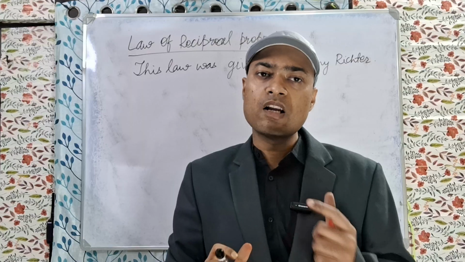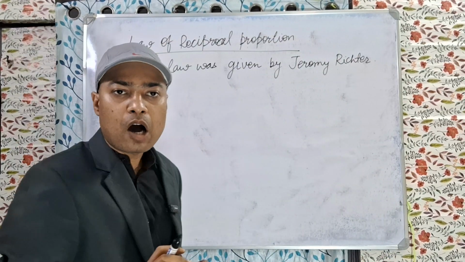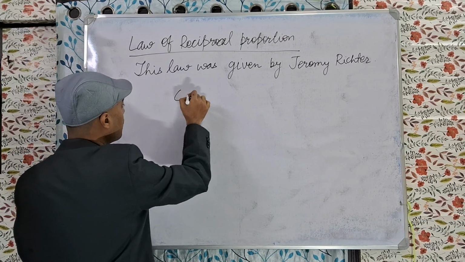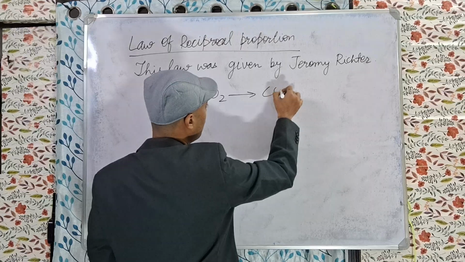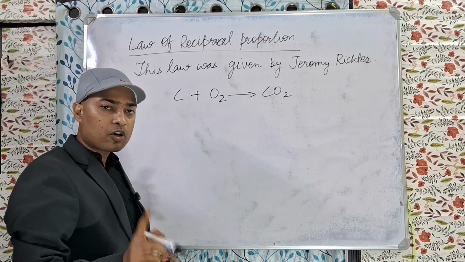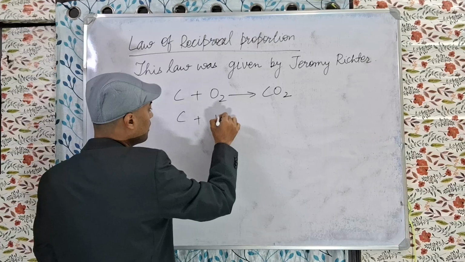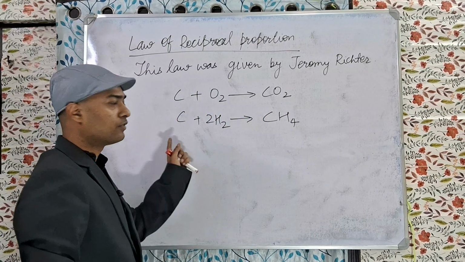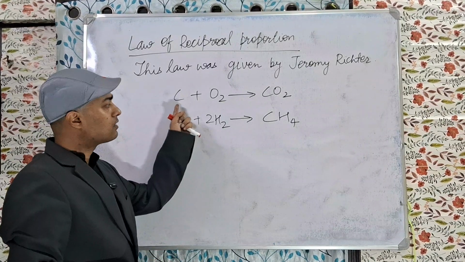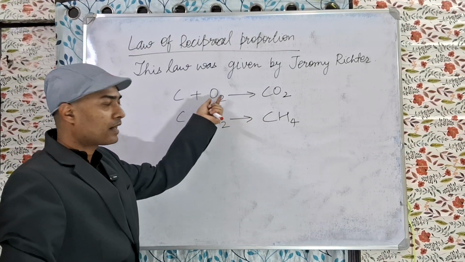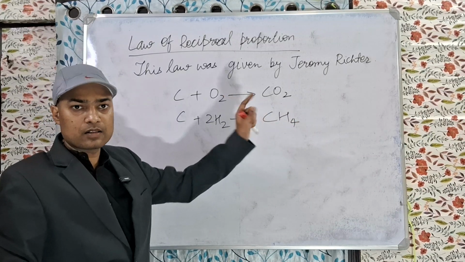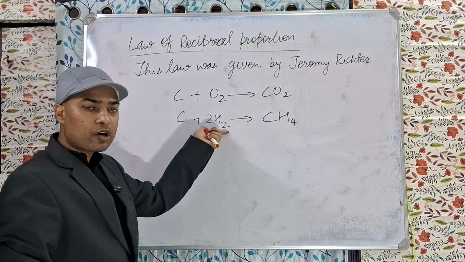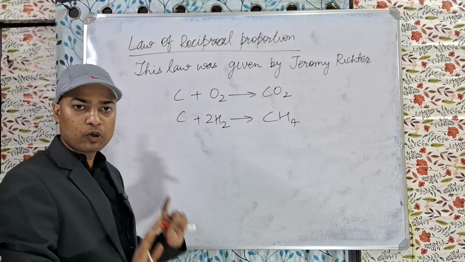First we'll look at the example and then we will understand. Okay, now suppose that you have an element carbon which reacts with oxygen: C plus O2 gives you CO2. This carbon also reacts with hydrogen: C plus 2H2 gives you CH4. Okay, let us see if these reactions are balanced or not. So one carbon on reactant side, one carbon on product side, two oxygen on reactant side, two oxygen on product side. So the first reaction is balanced. Next, one carbon on reactant side, one carbon on product side, four hydrogen on reactant side, four hydrogen on product side. So both the reactions are balanced.